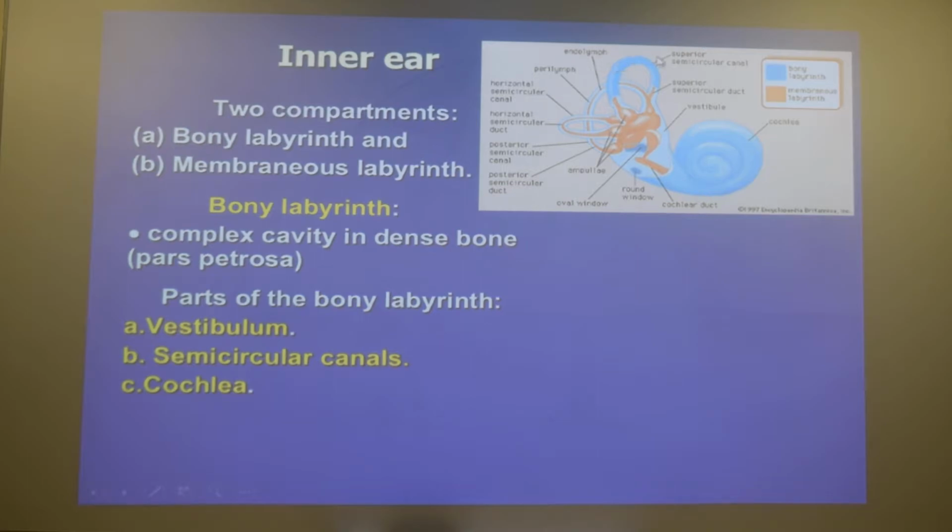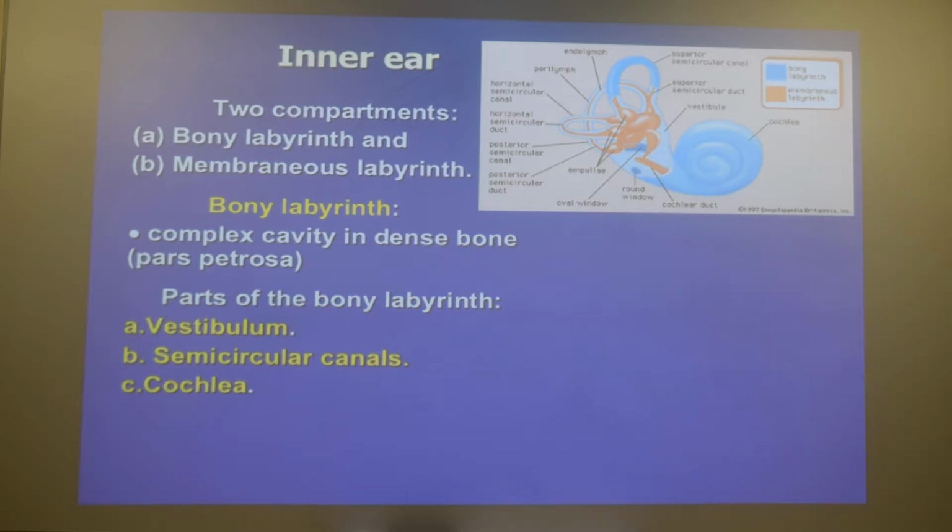So one is this bony labyrinth, and within the bony labyrinth there is another duct which is called the membranous labyrinth. So you have a bony cast of the cochlea, the vestibule, and the semicircular canals, and within this bony cast you have a membranous tube. Within the bony cochlea you have a duct called the cochlear duct. In the vestibule you have two ducts called the utricle and the saccule. And in the semicircular canals you again have the three semicircular ducts.